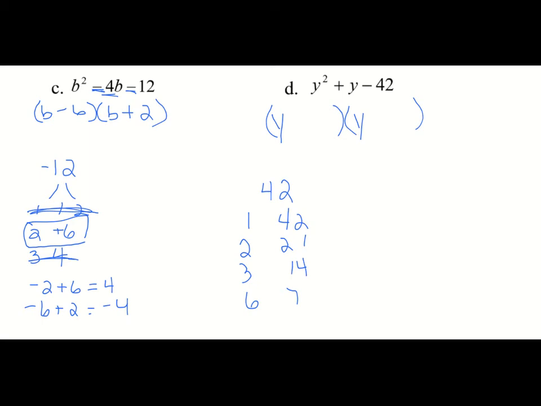Now, I need a positive 1 here. 1 and 42 isn't going to give it to me. 2 and 21, 3 and 14, but 6 and 7. Now, if I add them together, I get 13. That's not going to work. But I know this 42 really needs to be negative, so I want one positive number, one negative number. I need a positive 1. So if I make 6 negative and 7 positive, negative 6 plus positive 7 will equal a positive 1. So my two factors would be a negative 6 and a positive 7.